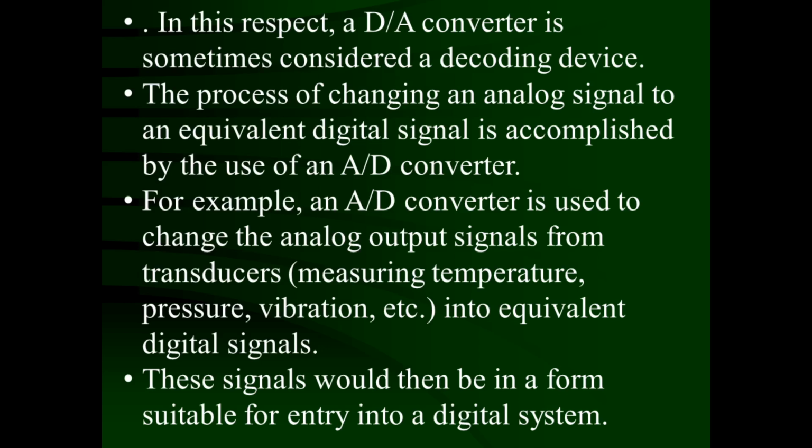For example, an A to D converter is used to change the analog output signals from a transducer. Normally transducers are measuring either temperature, pressure, vibration, density, etc. These are analog quantities. These analog quantities may be in the form of currents or voltage. This analog quantity has to be converted into digital form by using an A to D converter. This signal would then be in a form suitable for entry into a digital system.